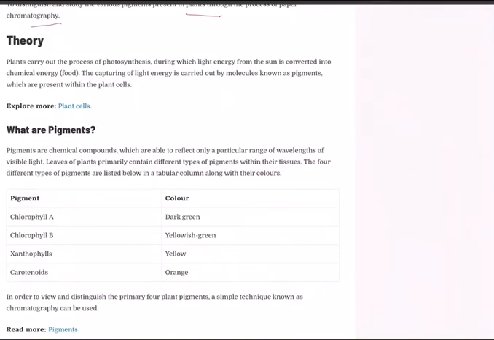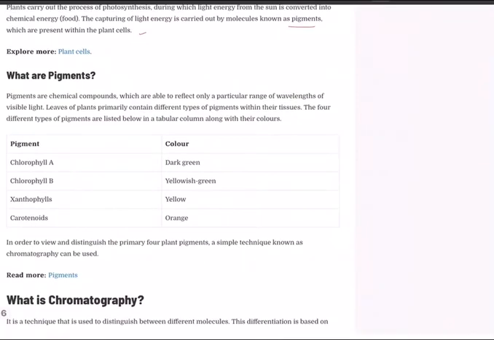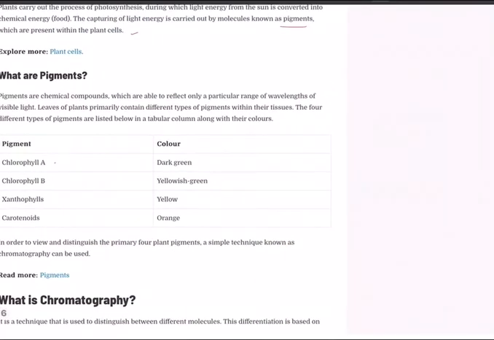For the theory part, we know plants carry out the process of photosynthesis, during which light energy from the sun is converted into chemical energy. The capturing of light energy is carried out by molecules known as pigments, which are present within the plant cells. Then, what are pigments? Pigments are chemical compounds which are able to reflect only a particular range of wavelengths of visible light. Leaves of plants primarily contain different types of pigments within their tissues.